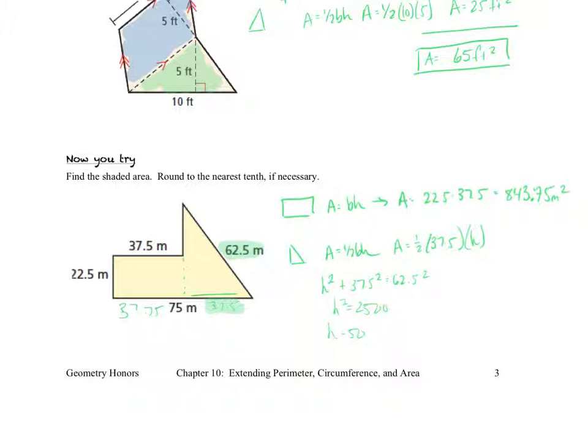So now I can replace that h that I had with 50, and I can go ahead and calculate. So 1/2 times 37.5 times 50, which is 937.5, and I can add these two together, which gives 1,781.25 meters squared.